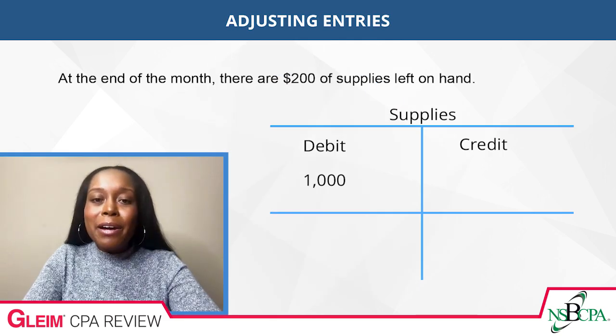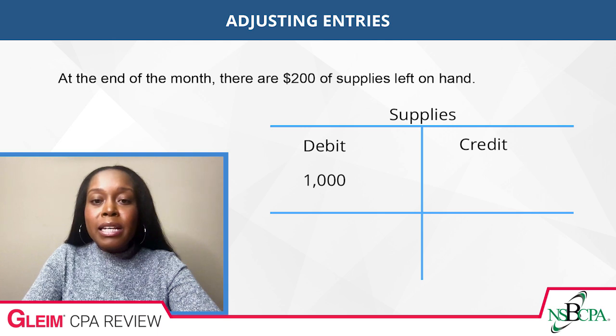Here is our supplies account. Remember, during the month, we purchased $1,000 of supplies, and there is the debit balance in the account. At the end of the month, we look, and there are only $200 of supplies left on hand. So where did all the supplies go? Of course, we used them. So would it be accurate to report a $1,000 balance of supplies on our balance sheet? No. This is why we need to adjust the books.